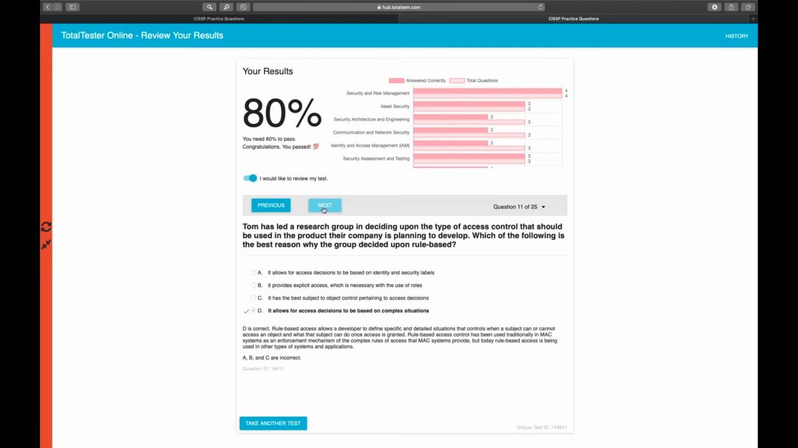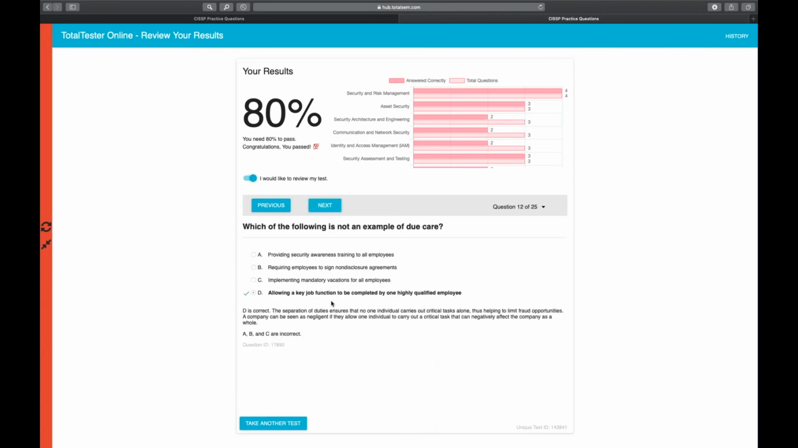Rule-based access allows a developer to define specific and detailed situations that control when a subject can or cannot access an object and what the subject can do once access is granted. Rule-based access control has been used traditionally in mandatory access control systems, where there's a central authority as an enforcement mechanism of the complex rules of access that MAC systems provide. But today, rule-based access is being used in other types of systems and applications.